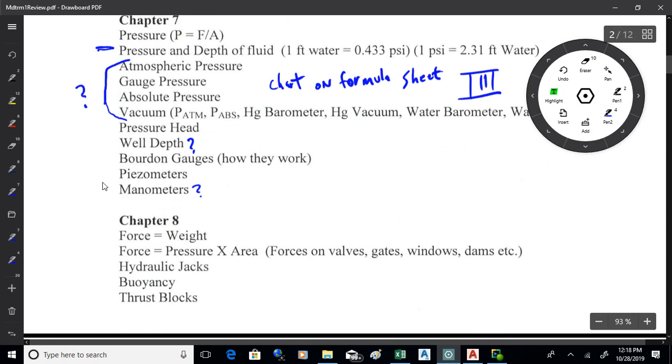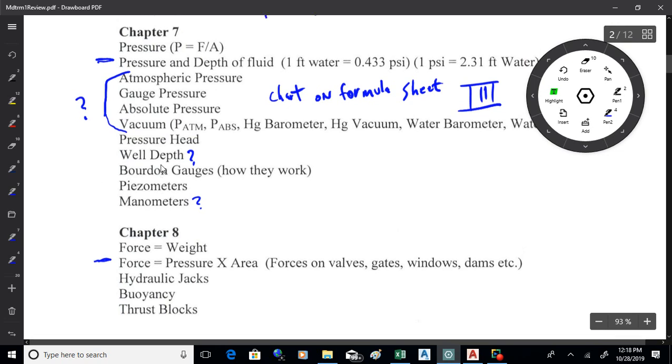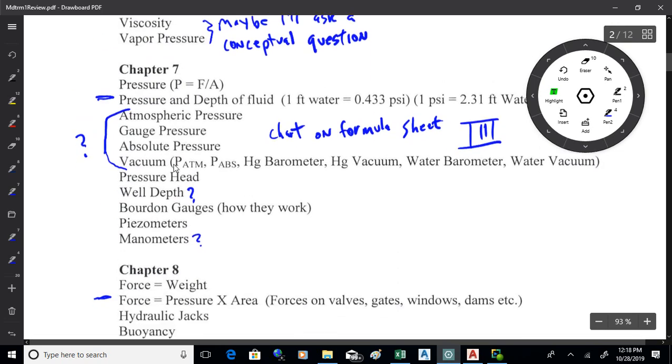Now, the last chapter, the big topic, force is pressure times area, okay? So that'll be on there for sure. So the things I'm marking are important. There's stuff I want you to know. That's why they're going to be on there, okay?